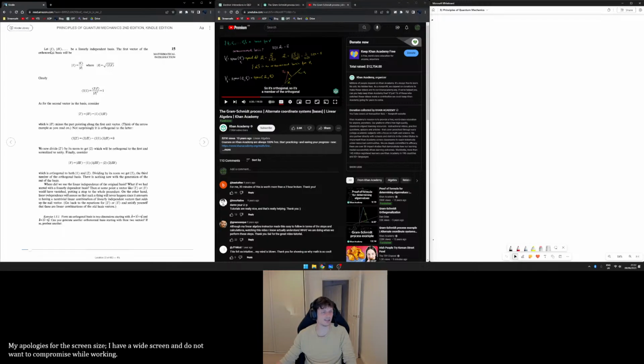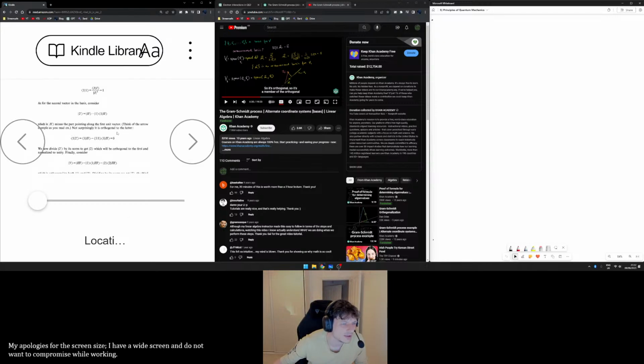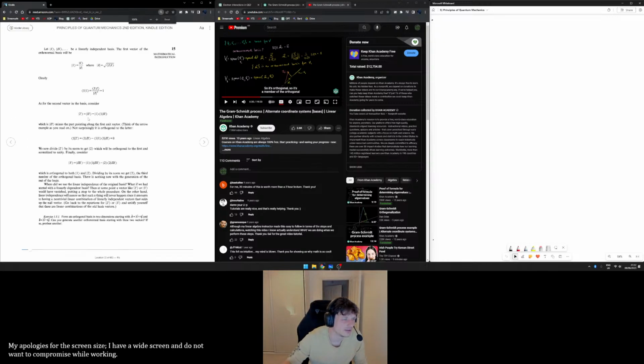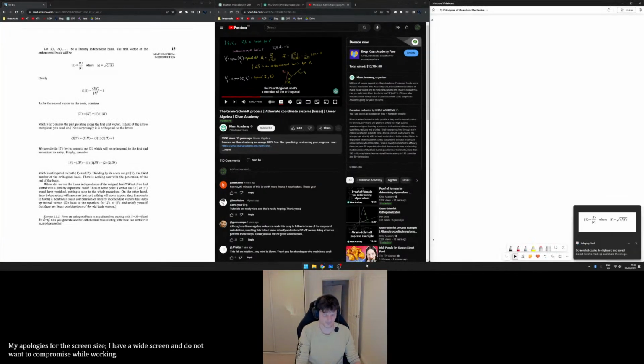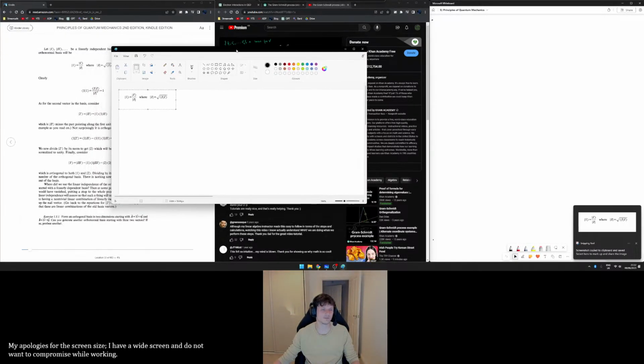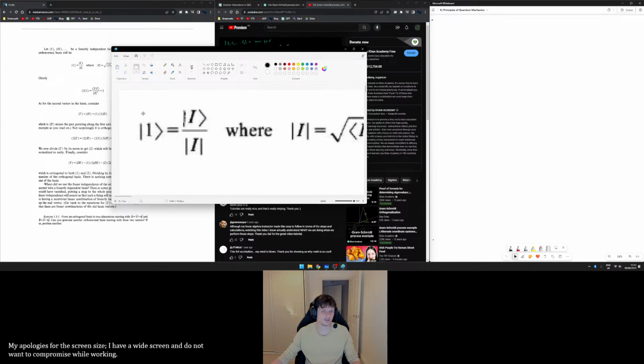Let ket I and ket II be a linearly independent basis. The first vector of the orthonormal basis will be... is that an L or a 1? I actually can't tell. Let's try and zoom it in. I think that's a 1.